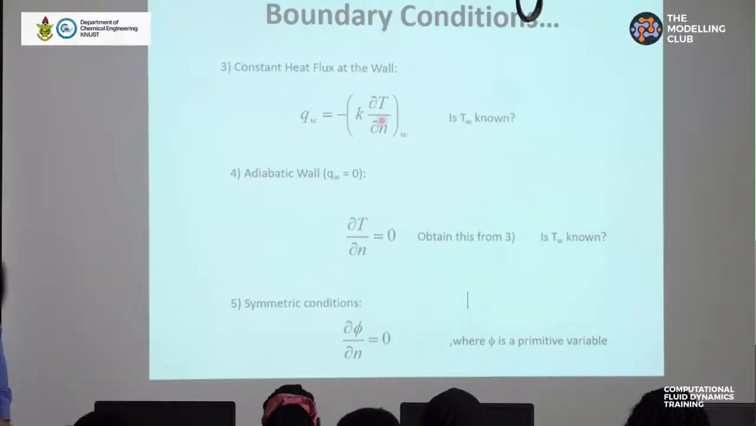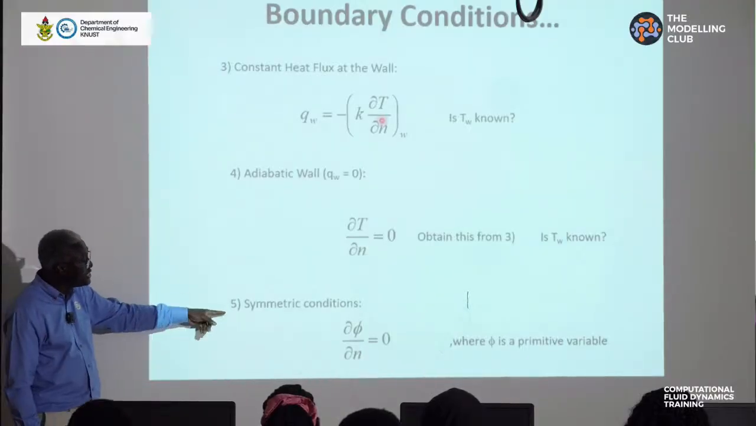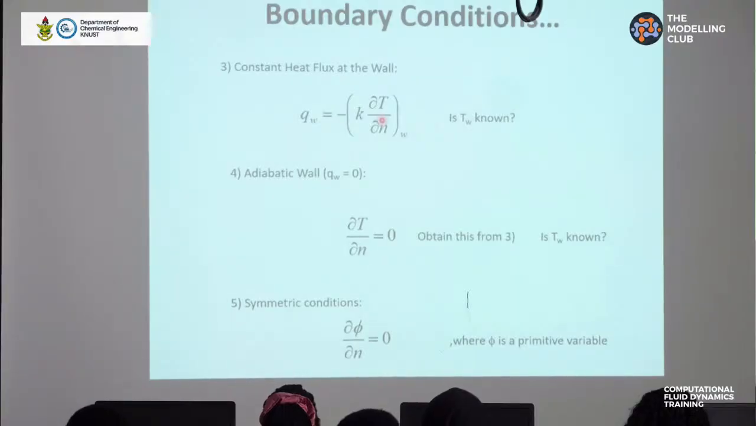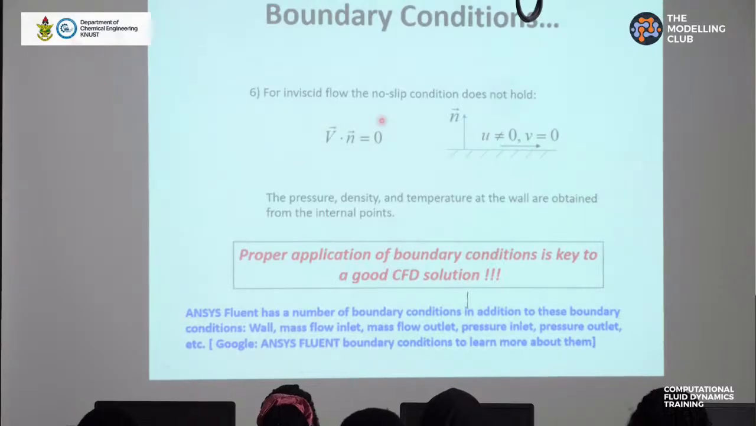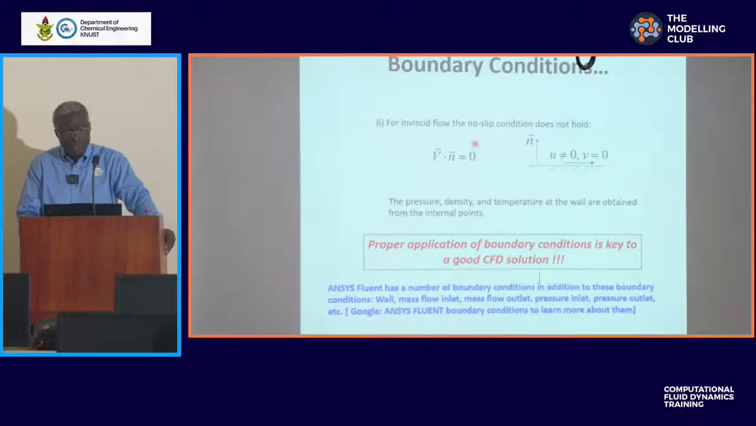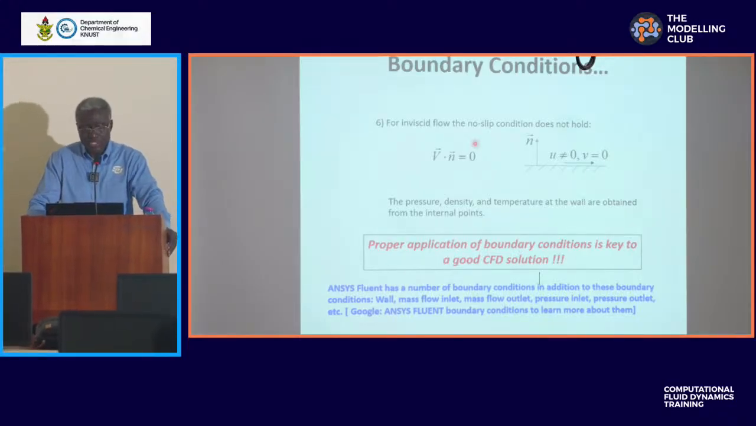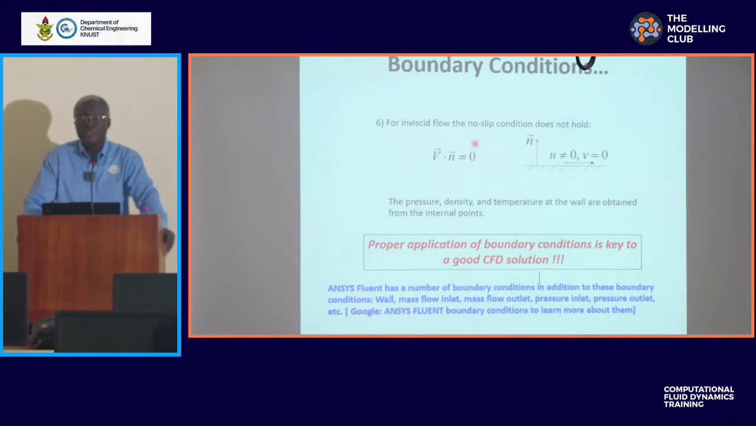And another type of boundary condition is also the symmetric conditions. If you are assuming a line of symmetry, then the partial of the property with respect to the normal is 0. For inviscid flow, that means that your viscosity is also 0.